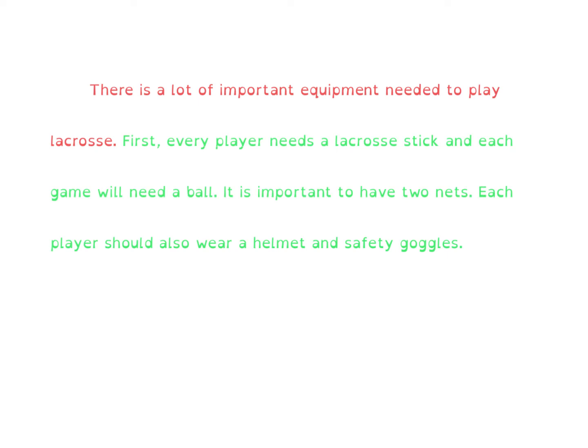You'll see my main idea is still in red. It's the equipment, and my details are in green. So here's my details. First, every player needs a lacrosse stick, and each game will need a ball. It is important to have 2 nets. Each player should also wear a helmet and safety goggles. So you'll see that I put my details into sentences.